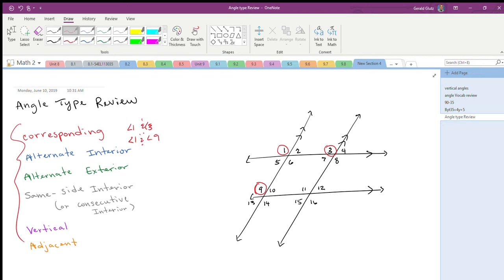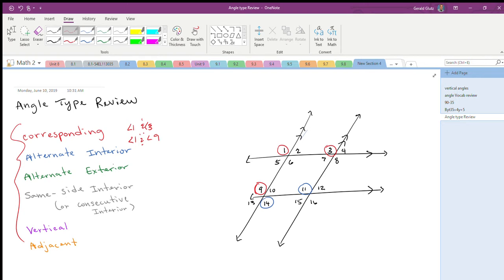So next is alternate interior. An example of that would be angle 11 and angle 14. They are both touching this line right here, so that makes that line the transversal. 11 and 14 are on alternate sides or opposite sides of the transversal. Then the other two lines that they touch are these two parallel lines, and they are both in between or inside on the interior of those two lines, so they are alternate interior.